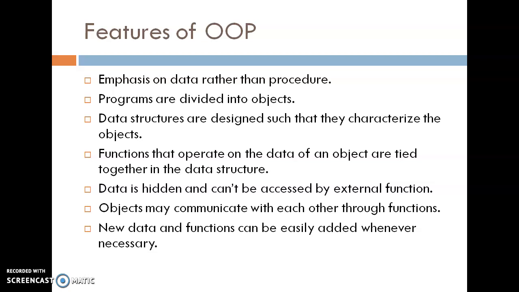Functions that operate on the data of an object are tied together in a data structure. Means functions and data are both bound together. Data is hidden and can't be accessed by external functions. So other functions cannot access the hidden data.